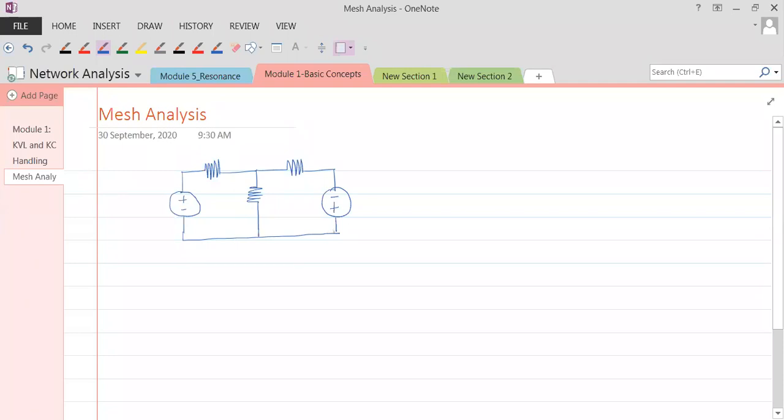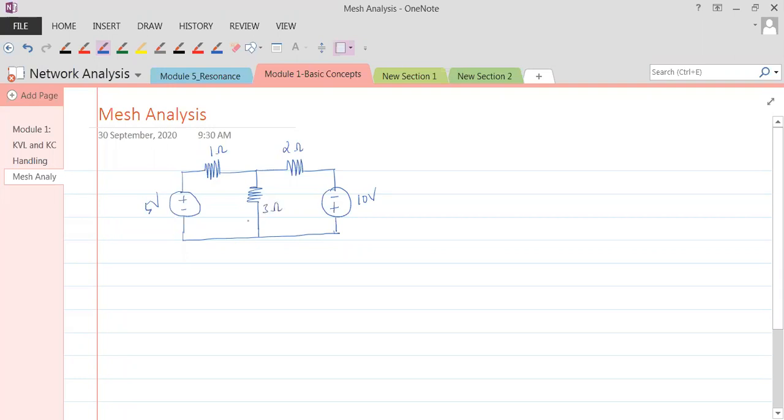Okay, this is a circuit diagram. Let's say this is 5 volts. This is 10 volts. Okay. 1 ohm, 2 ohms, and 3 ohms.